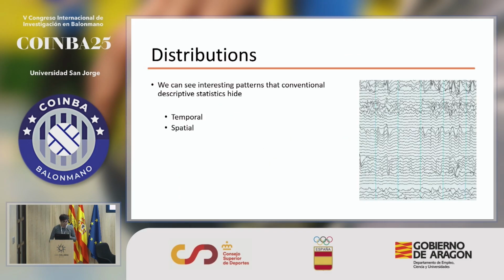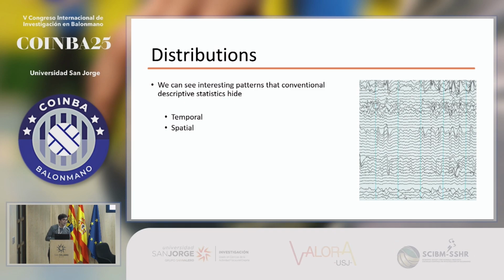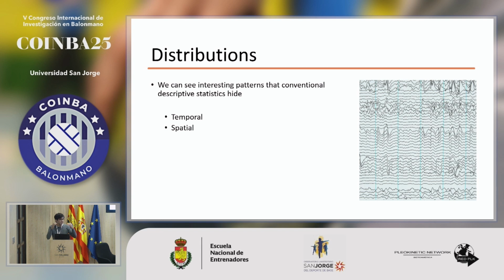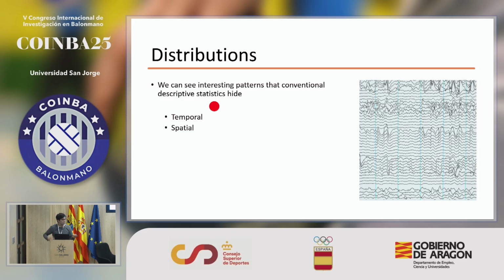Now I will talk about distributions. In many articles, the average and the sum have been used, and I believe that using those statistics hides some interesting patterns that we can see if we look at the distribution of the whole data. And I will talk about it in function of time, in temporal distribution, and in space around the court.